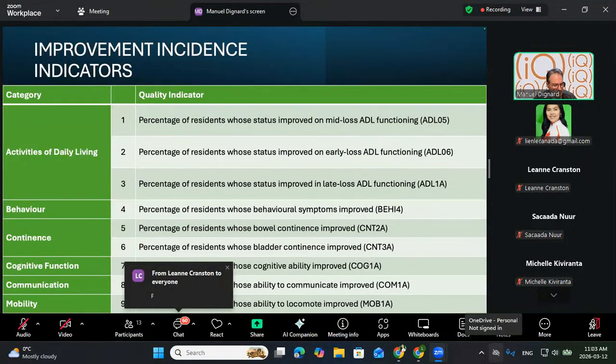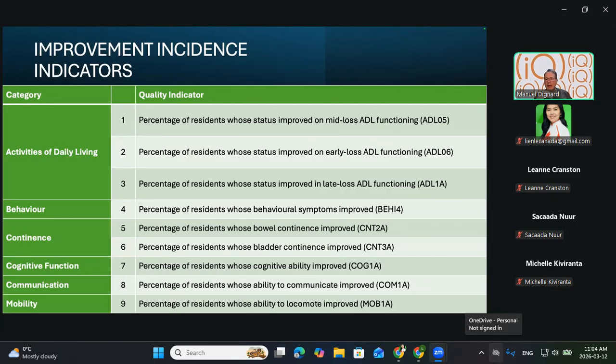Okay. Improvement incidence indicators. So we're shifting the focus to those improvement indicators. And these are one of the most empowering and motivating groups of quality indicators that we track. So unlike the prevalence or the decline indicators that flag existing or worsening issues, these indicators spotlight a positive change. They highlight residents who have actually shown measurable improvement in those specific clinical or functional areas between those two assessments.